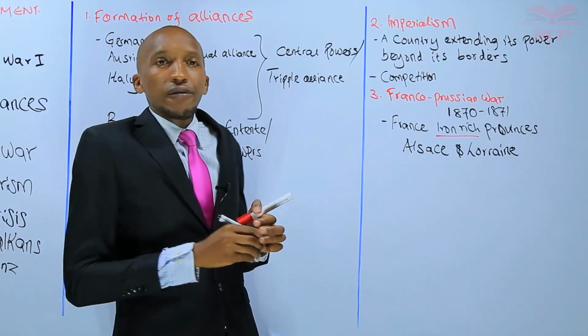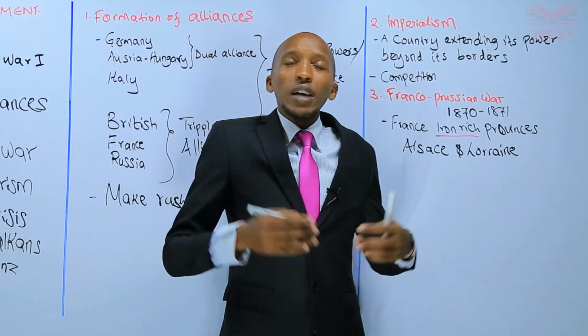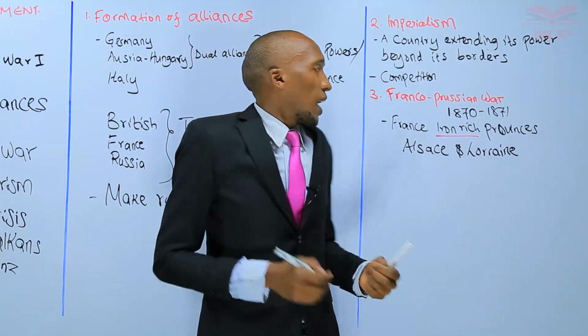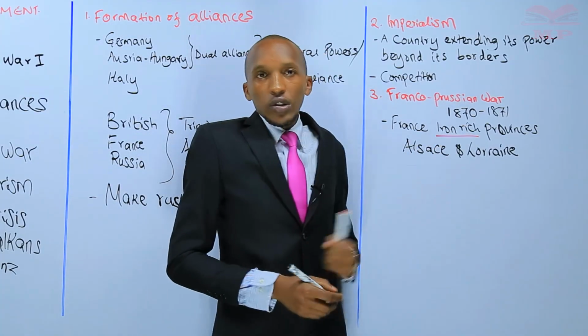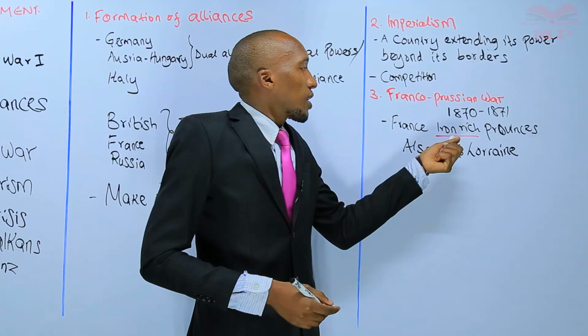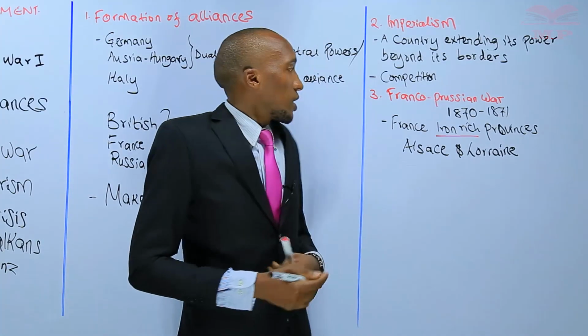So France became very bitter as a nation. They became demoralized. They became very bitter. How can we lose our biggest source of income? Because iron at that time was very important in the market.